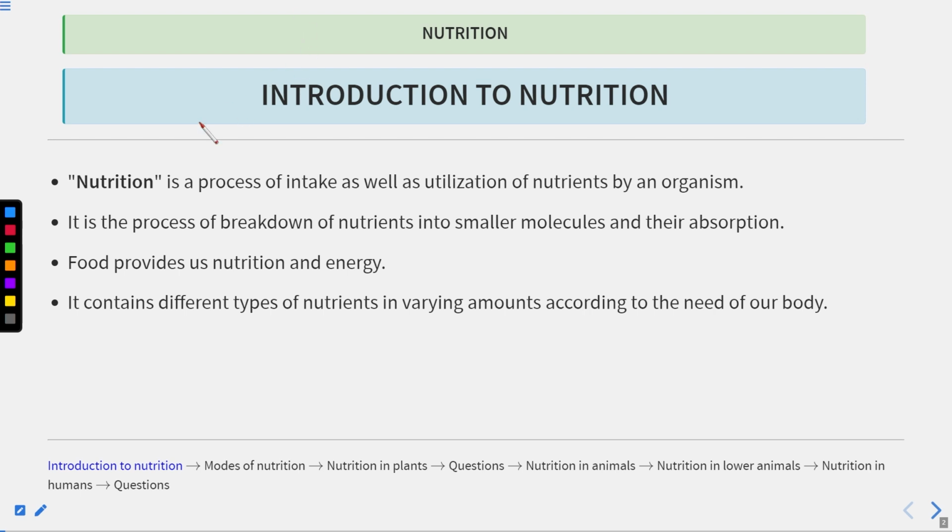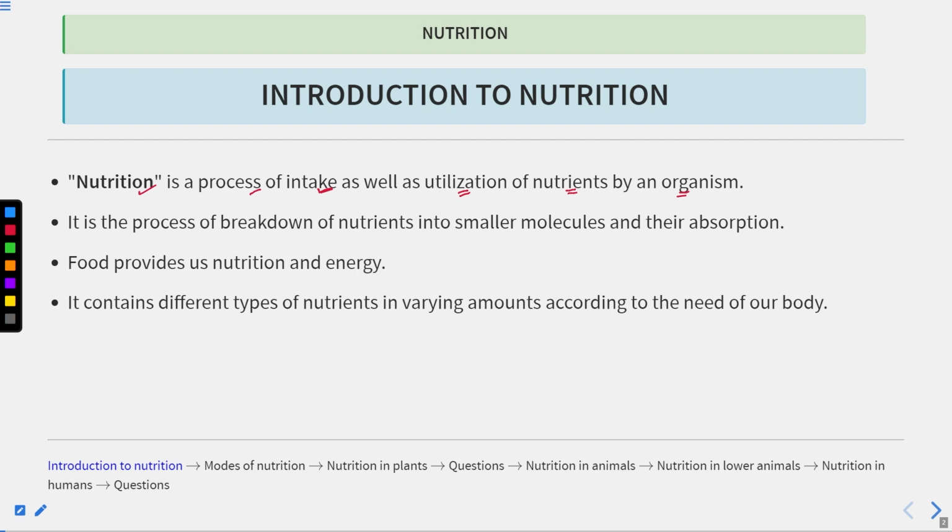So what is nutrition? We have to understand first. What is the definition of nutrition? So we use this term in our day-to-day life, nutrition. So how can we define nutrition? Nutrition is a process of intake as well as utilization of the nutrients by an organism. So this is known as nutrition. What you do while you eat the food is known as intake of food or ingestion of food.